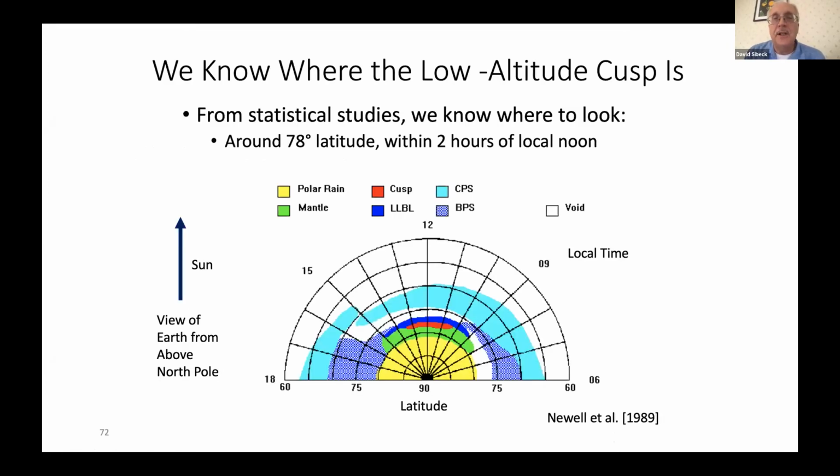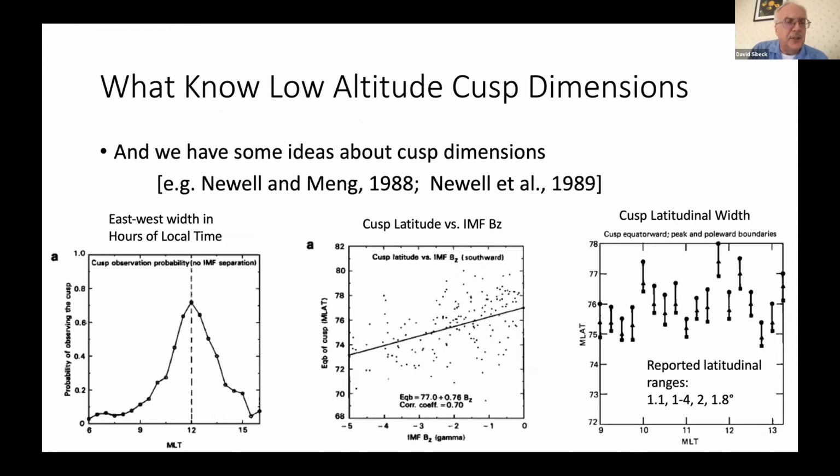So where is the low altitude cusp? From statistical studies, for example, of DMSP, we know that the cusps are within 2 hours of local noon at about 78 degrees magnetic latitude. Here's some more statistics on them about your probability of seeing them as a function of local time here on the left, the latitude that they occur at as a function of IMF Bz, their latitudinal range, a couple of degrees, 1 or 2 degrees. Big statistical studies, plenty of data to execute them, high confidence.